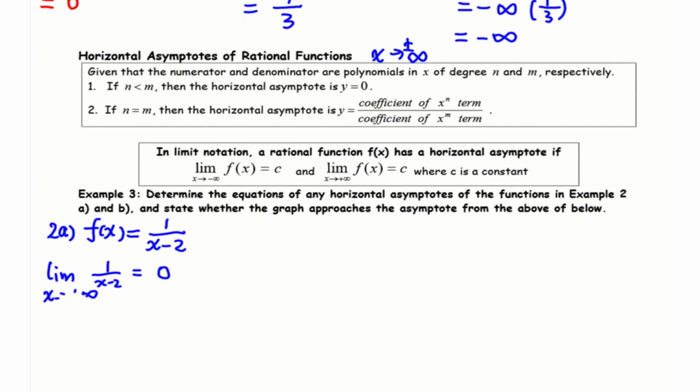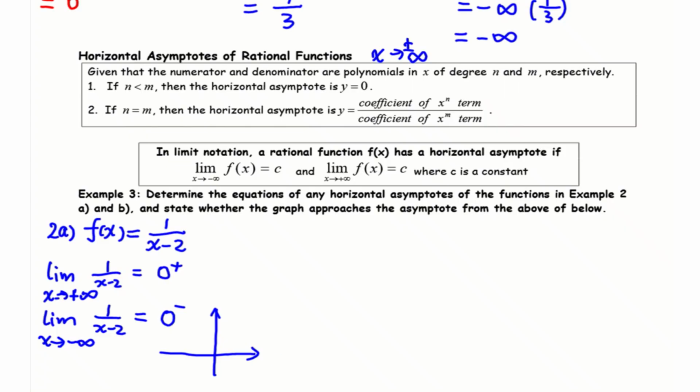So if x is positive infinity, then we have a positive number here. So 1 divided by a positive number gives a positive, so it approaches from above. And if the limit is as x approaches negative infinity, 1 over x minus 2, so 1 over x gives us 0, but if we put a negative number here, 1 divided by a negative number gives a negative number. So it's a small number, but it's negative. It approaches 0 from the bottom.